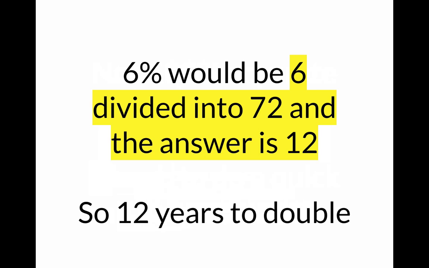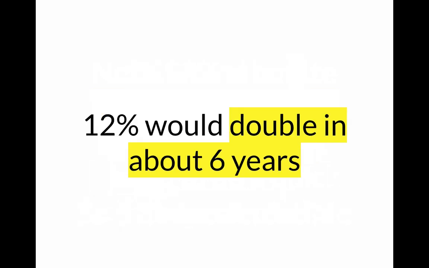So here's just a simple example. 6% interest or 6% return on investment divided into 72. So 6 divided into 72 goes in there 12 times. So 12 years to double. Well, what about 12%? Well, that would double in 6 years. 12 divided into 72 would be 6. How about 8%? Well, 8 divided into 72 is what? Like 9, right? So it would double in 9 years.